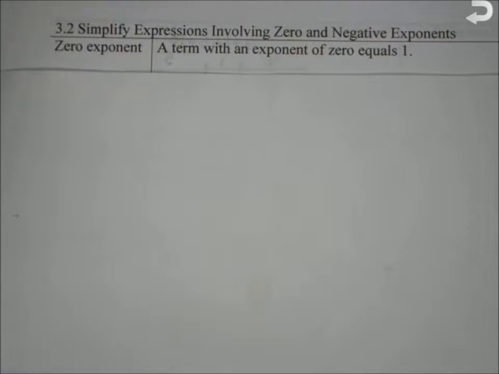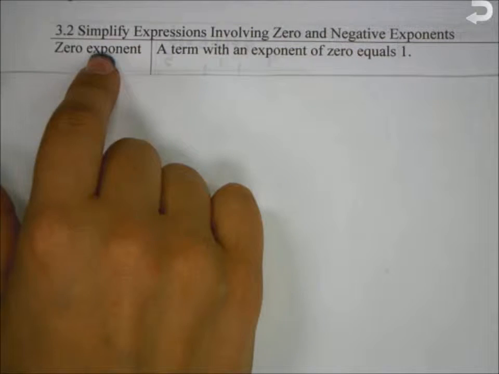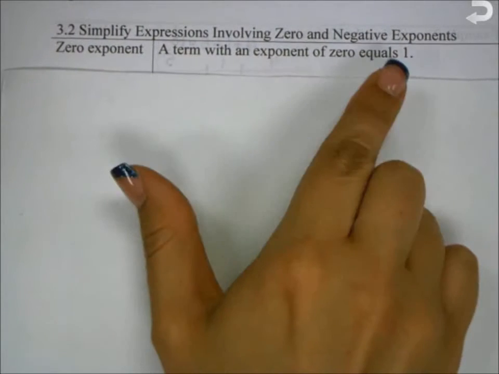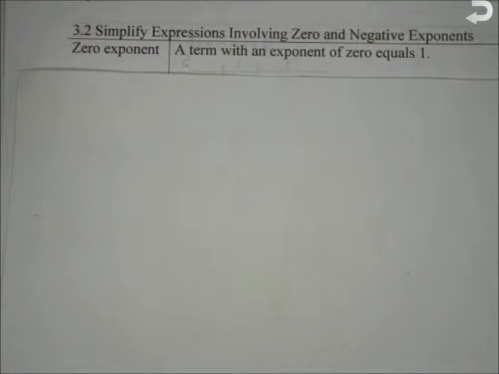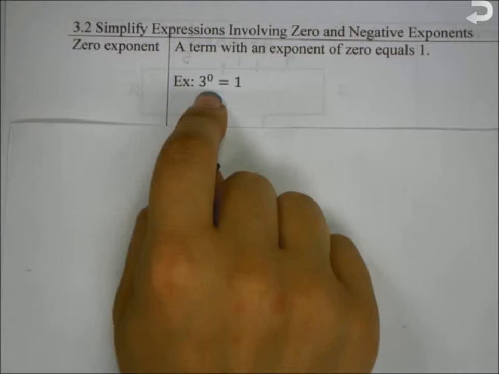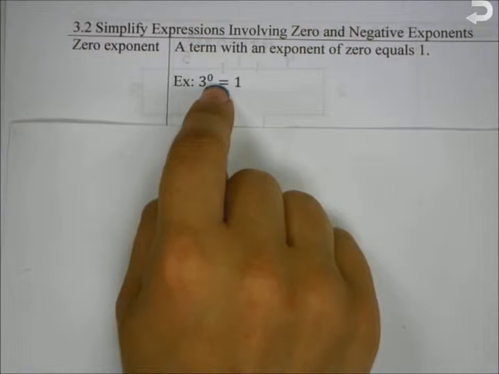If we ever have a 0 exponent, so if there's ever a number or a variable raised to the 0 power, the rule is that that always equals 1. That's it. No matter what, it's always going to equal 1. Only the term that the 0 exponent is attached to. So an example of that I gave right here. If we have 3 raised to the 0 power, it equals 1.